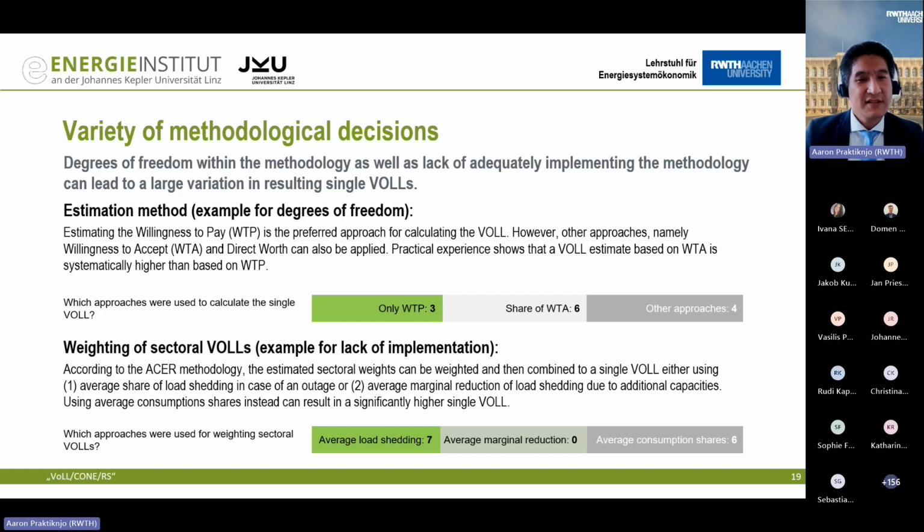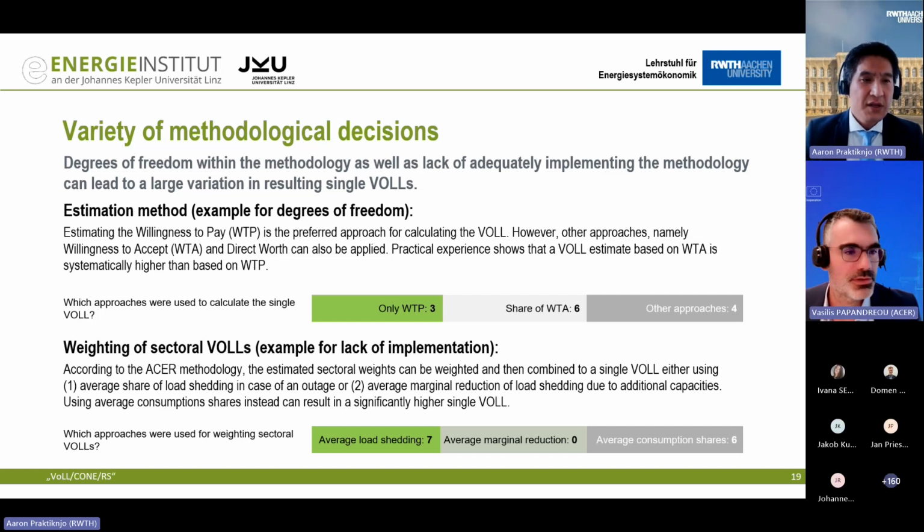And in the end, of course, if there's a large set of options to choose from on how to estimate the value of lost load, there are also different paths which are taken. So Aaron, yes, I'm aware of time, so just noting that we only have about 10-15 minutes for the whole presentation to end. So take this into account, please. Thanks, I'm aware. Thank you.